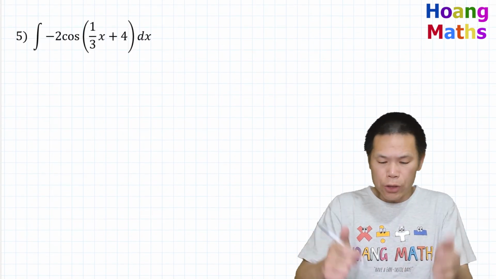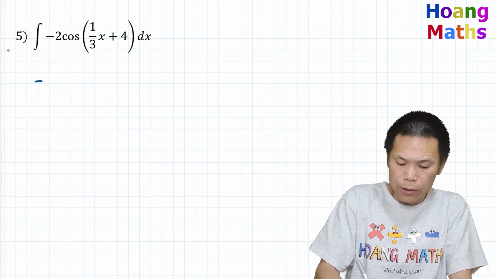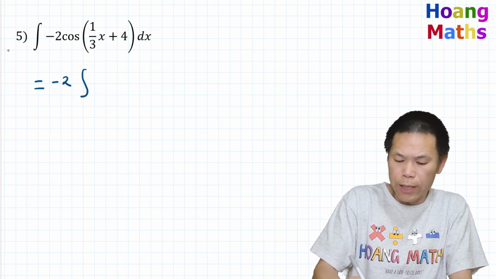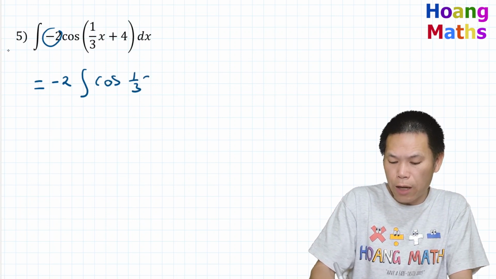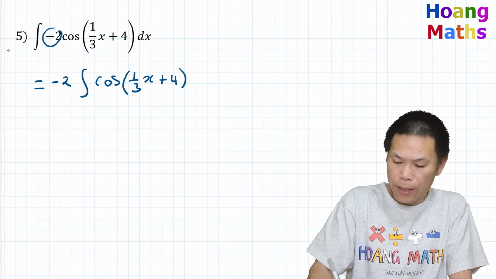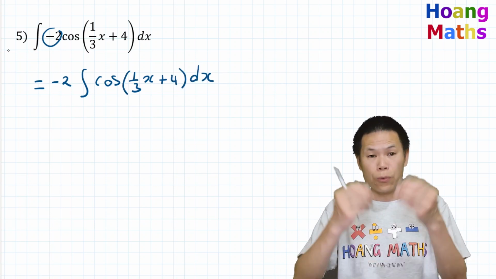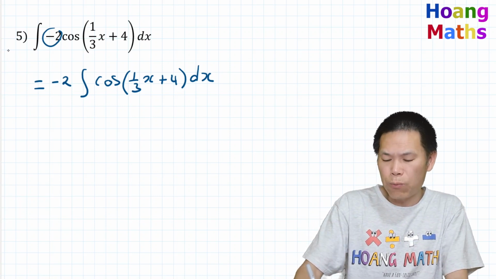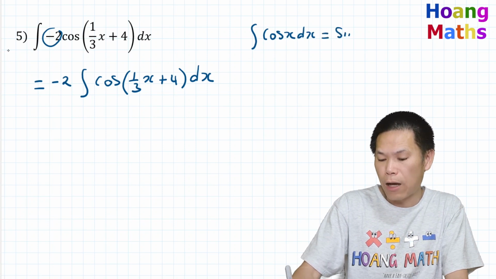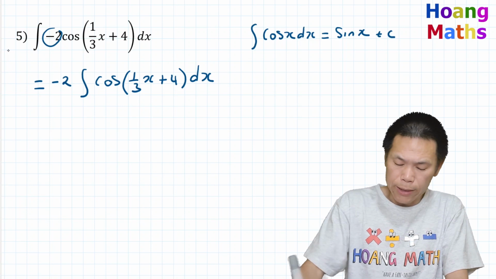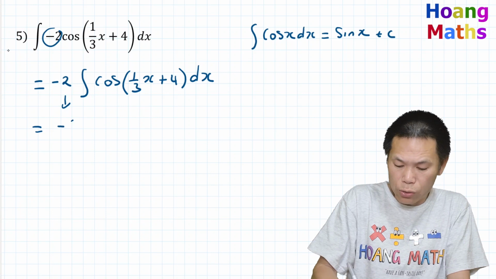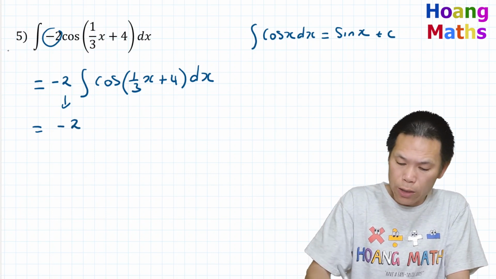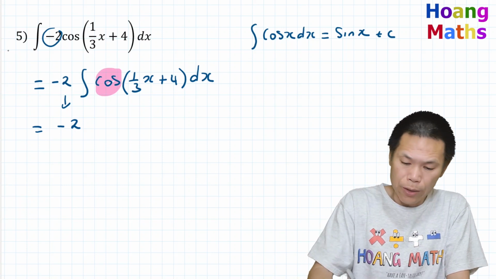Last one. Let me just take out negative 2 first, okay? So this is negative 2 integrate, because this 2 we take it out. So we are left with cos of 1/3 of x plus 4, and of course, this is dx. Now we need to know that if we integrate cos of x, it will give us sine of x. So I just write down the negative 2 because that is just a constant. So write minus 2. And then I integrate cos, so that will give me sine. So I write this down.